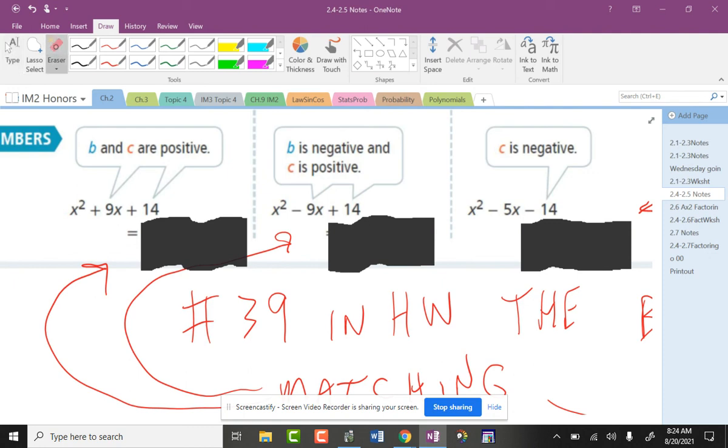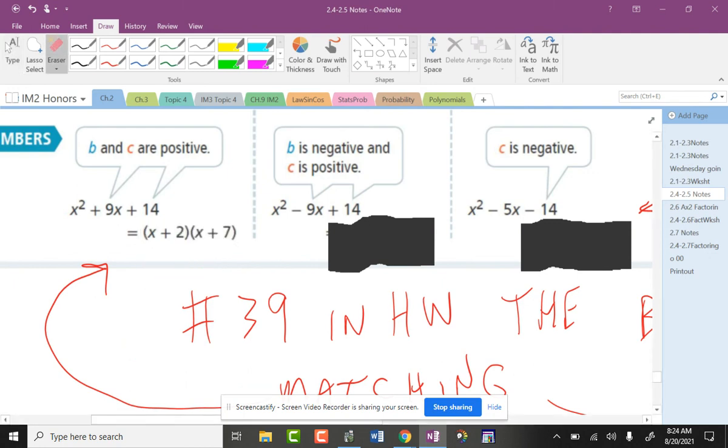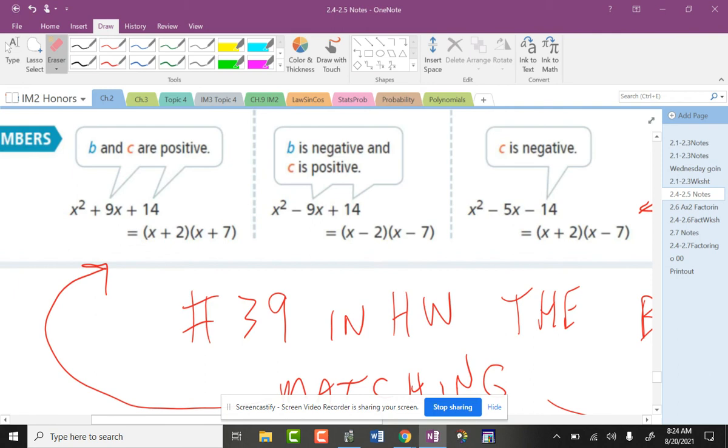So of course, 7 and 2, I think we had this at the beginning. So that one's x plus 2, x plus 7. But when we have a negative middle term, that means two negatives multiply to be a positive. Now it's x minus 2, x minus 7. When you have an m that's negative and an a that is either positive or negative, then I have a positive and a negative. In this case, the negative is larger. So it's x minus 7, x plus 2. Number 39 hammers that point, and I think it's a real great teaching point within that question.